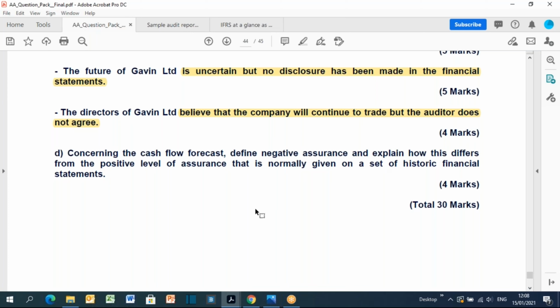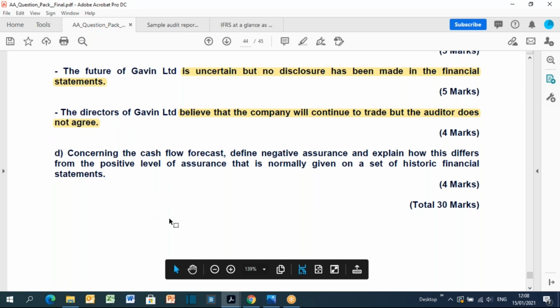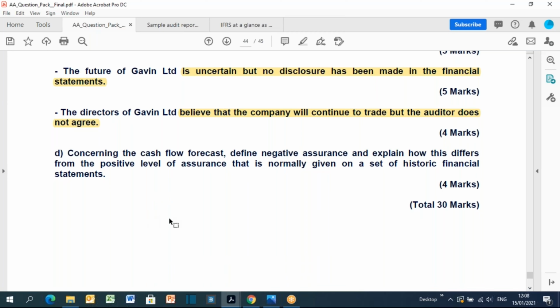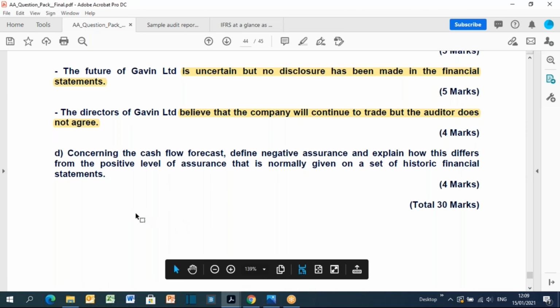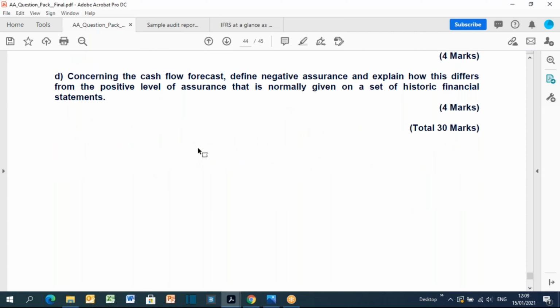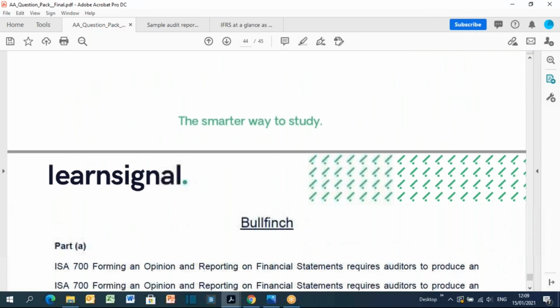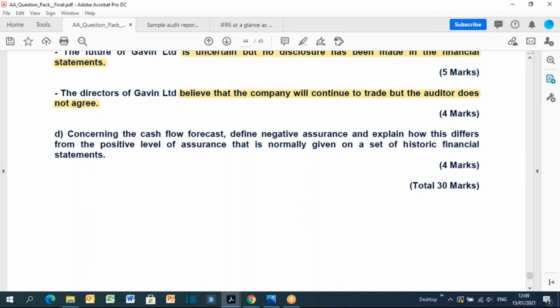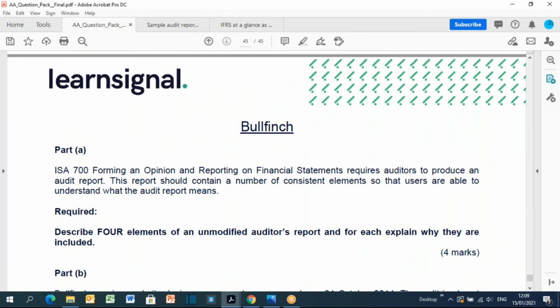When it comes to historic financial information, you have the information in hand. You're talking about facts. You're not guessing. You're not talking about estimates or judgments. So the level of assurance can be reasonable, so in this case it is positive. Remember these two differences, because these two terms might be asked in the exam.